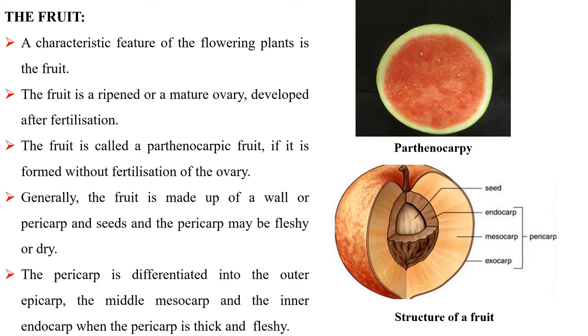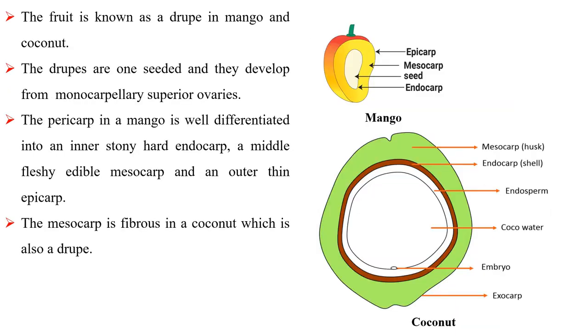dry. The pericarp is differentiated into the outer epicarp, the middle mesocarp, and the inner endocarp when the pericarp is thick and fleshy. The fruit is known as a drupe in mango and coconut. The drupes are one-seeded and they develop from monocarpellary superior ovaries. The pericarp in a mango is well differentiated into an inner stony hard endocarp, a middle fleshy edible mesocarp, and an outer thin epicarp. The mesocarp is fibrous in a coconut, which is also a drupe.